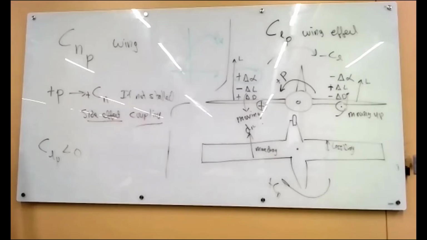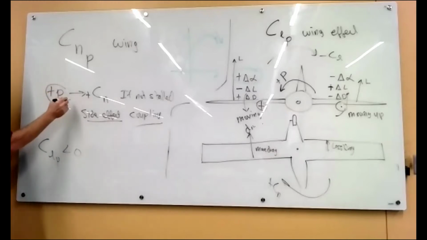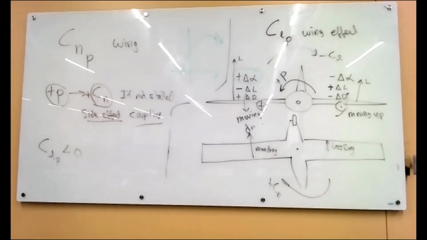So the takeaways from this, we're talking about the roll rate. A positive roll rate, if the wing's not stalled, will create a negative rolling moment to stop the roll rate. We get that from the vertical tail, and we get it from the wing and the horizontal tail. We also get a side force, which is kind of a side effect, no pun intended. And then the roll rate will produce a yawing moment as well, so it will actually cause the airplane to start to yaw.